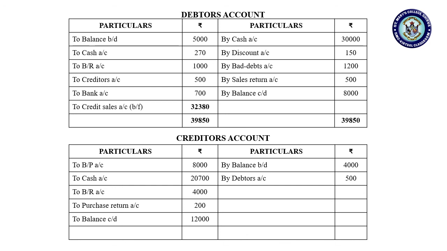So first you calculate the total. So sum the debit balances: 8,000, 20,700 plus 4,000 plus 200 plus 12,000. So it comes to 44,900.